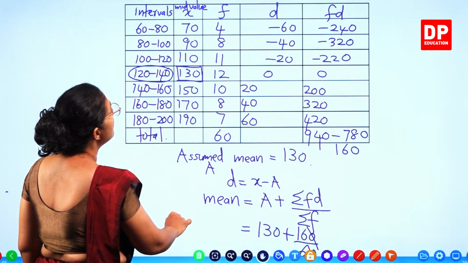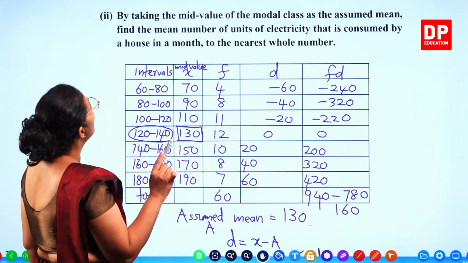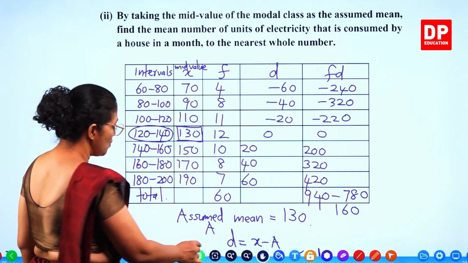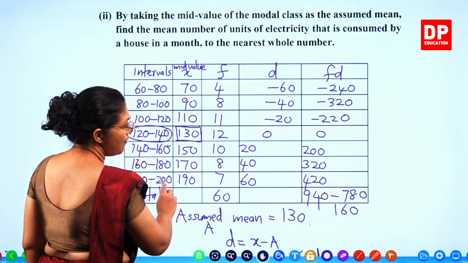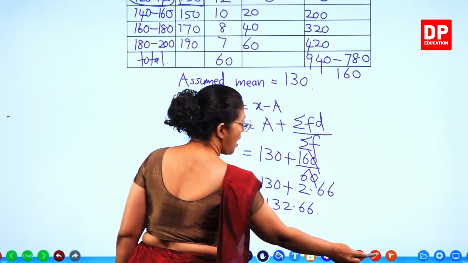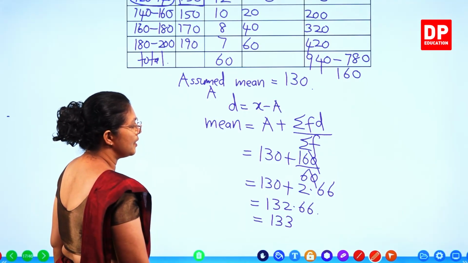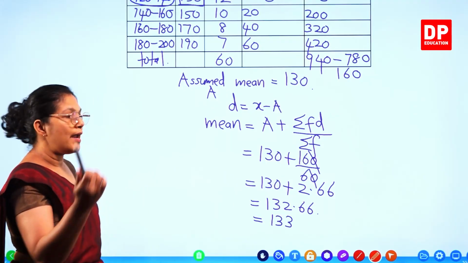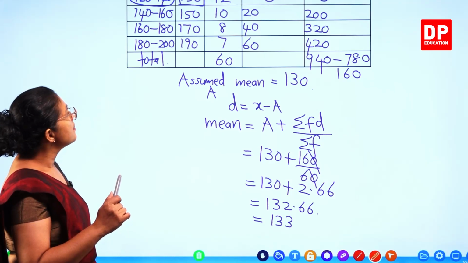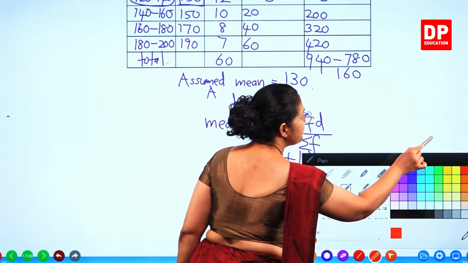They are asking for the mean number of units to the nearest whole number. To the nearest whole number, you can round it to the nearest value. What's the nearest whole number? 133 units. Because 6 is there, more than 5, you add 1 to the previous one. So 133 units.